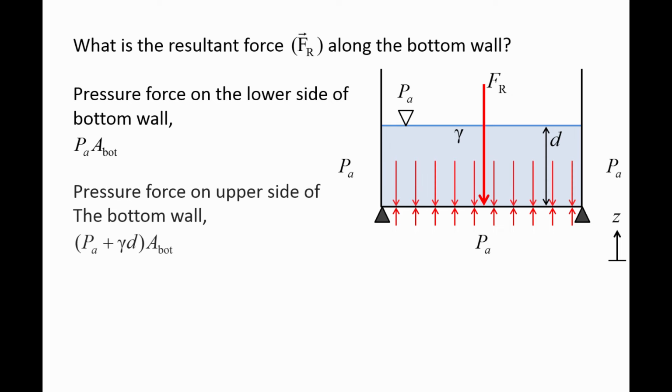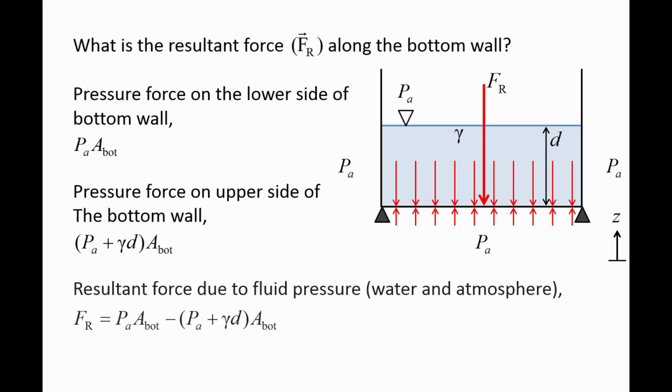Inside the tank, the pressure force increases as one descends through the water, reaching a maximum at the bottom of the tank. The absolute pressure at depth D is the atmospheric pressure plus the specific weight of the water times the depth. This creates a downward force on the wall equal to PA plus gamma D times the area of the bottom wall.